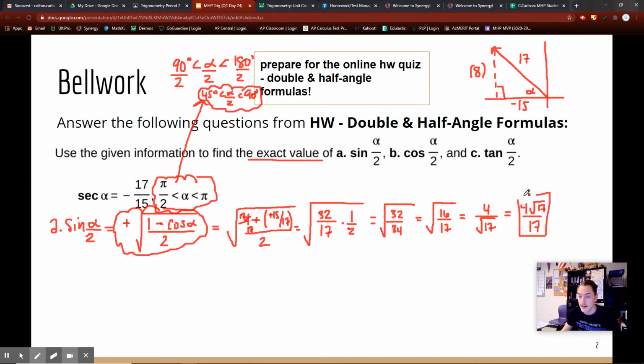So not too bad, okay? I skipped a lot of steps there in between, but I think we've done enough practice to be able to recognize what I'm doing here. So I hope that's the case.